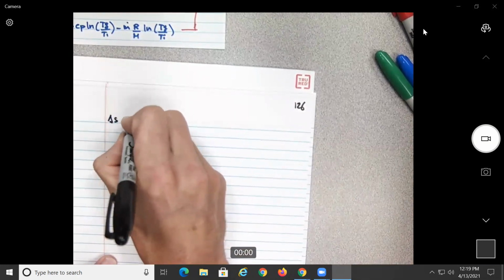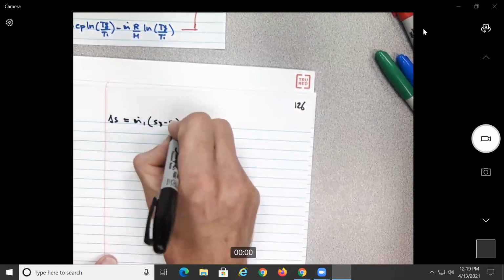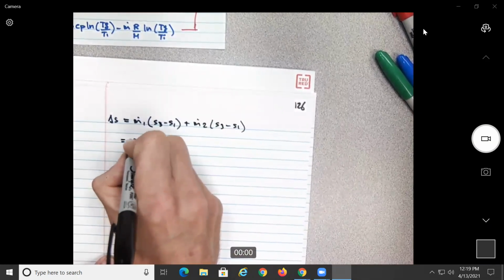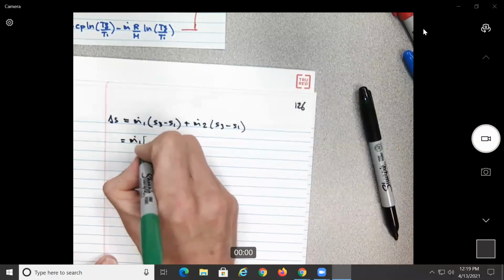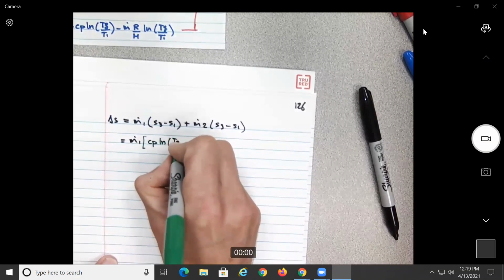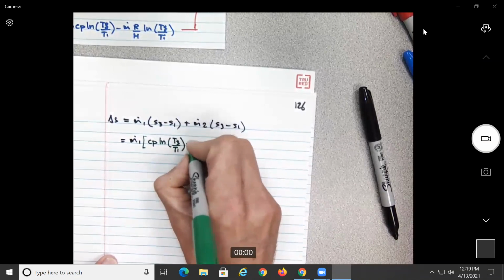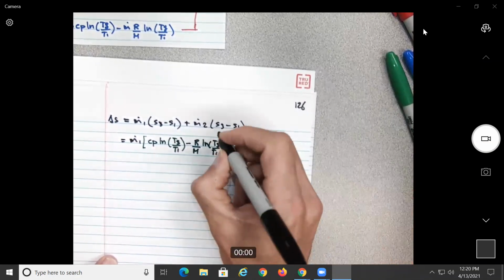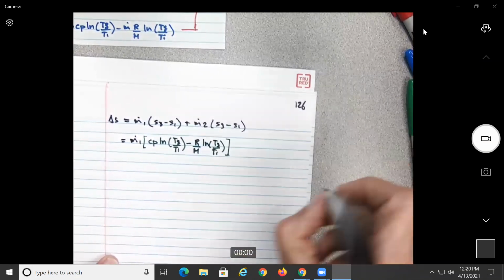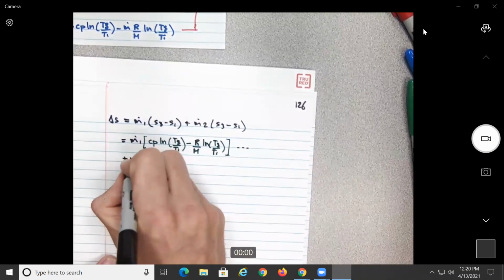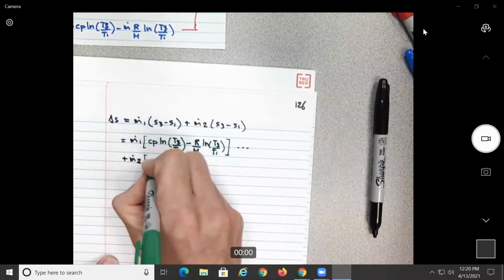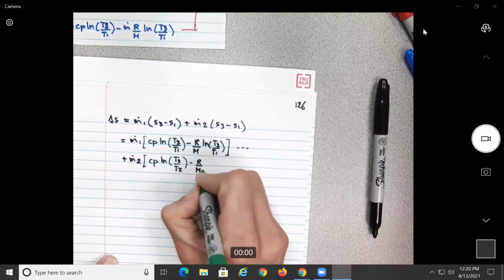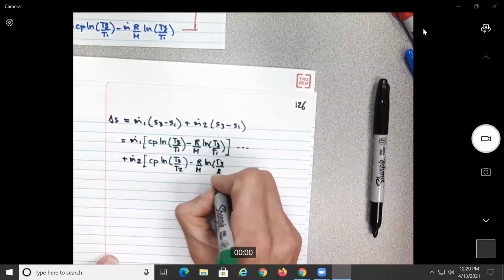So this expression here, m dot 1 (S3 minus S1) plus m dot 2 (S3 minus S1), will be equal to m dot 1 of Cp log T3 over T1 minus R over M log T3 over T1, plus m dot 2 Cp log T3 over T2 minus R over M log T3 over T2.